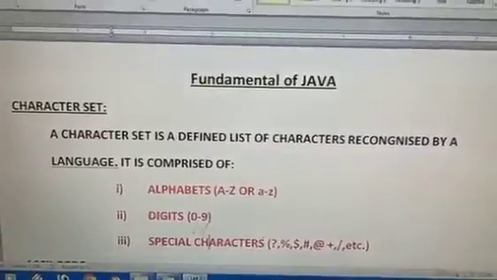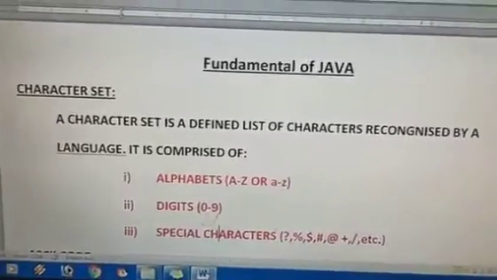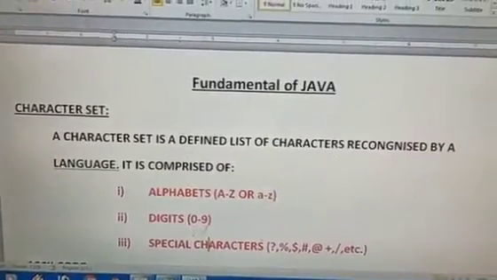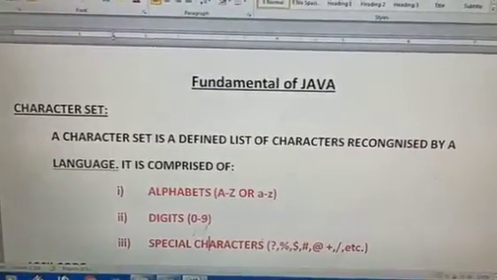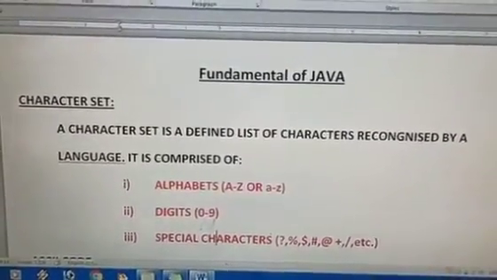Good afternoon everyone. Today we are going to start fundamentals of Java. These are the basics of Java which we are going to discuss, and before we start further, just recall the previous things which we have discussed.